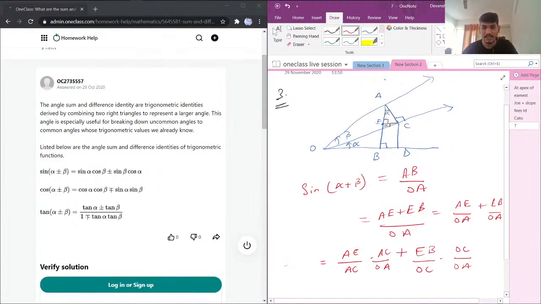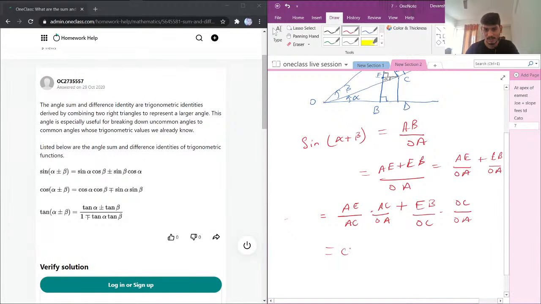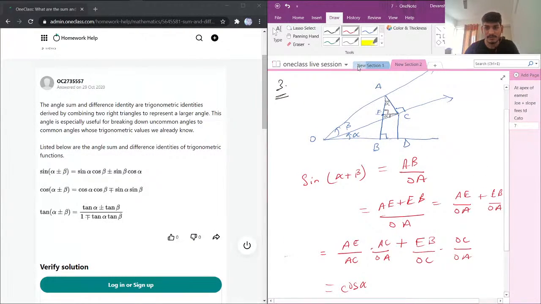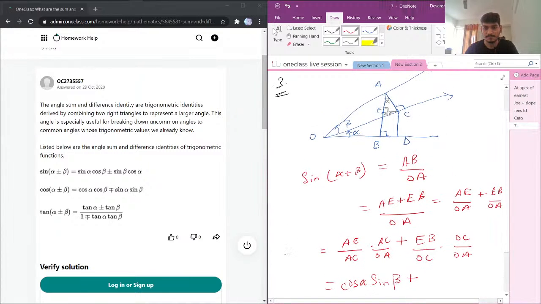Now, what is AE over AC? So this is the base and this is the hypotenuse. So base over hypotenuse is cosine and the angle here is alpha. So it is cosine of alpha. Now AC over OA will be AC over OA. So this is opposite over hypotenuse. So this will be sine of beta. This will be sine of beta plus, now EB over OC.